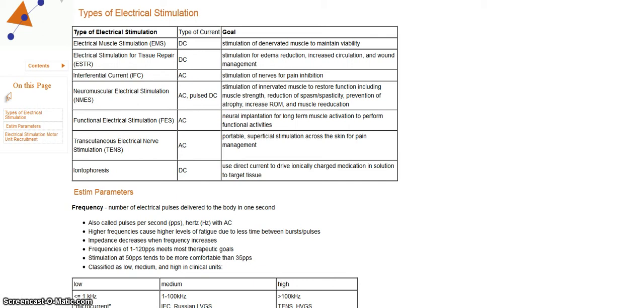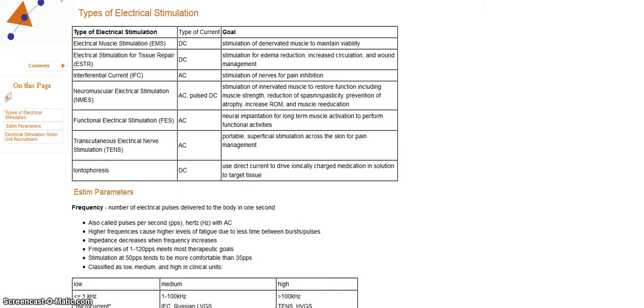At the top of the table, the first two, you should notice that electrical muscle stimulation, EMS, and electrical stimulation for tissue repair are both direct current applications. So immediately, clinically, you should be thinking, when I'm using electrical muscle stimulation, and I'm using a direct current, I'm really working with a patient that has denervated muscle.